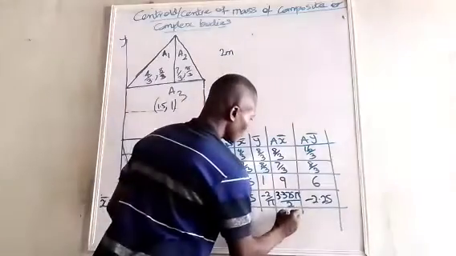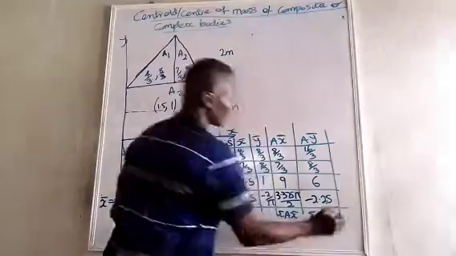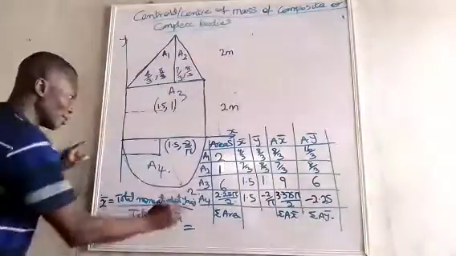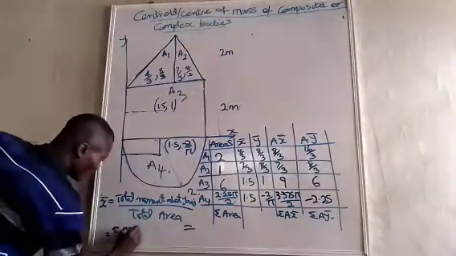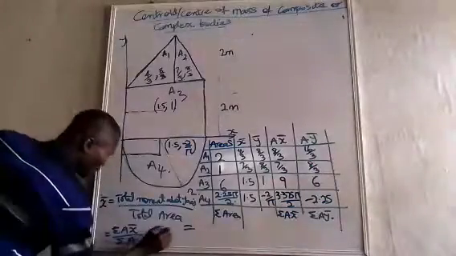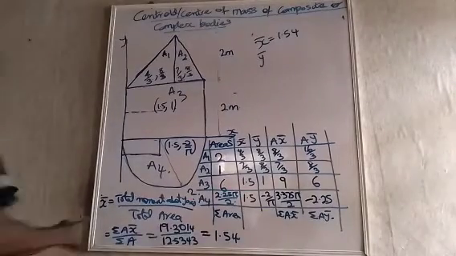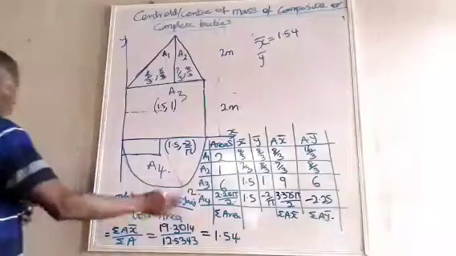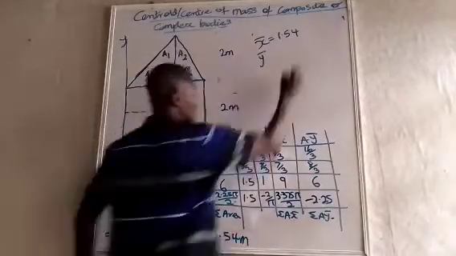Total AX, and this is total AY. So we can see that x will be total AX over total A. Let me use a calculator to find it. This is what I got using the calculator, approximately 1.54 meters.